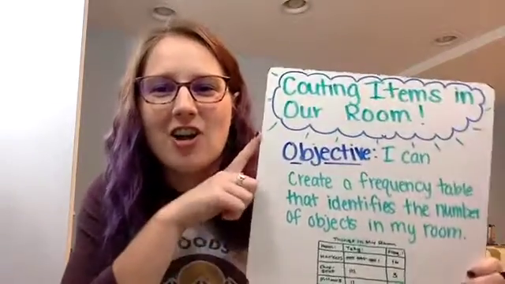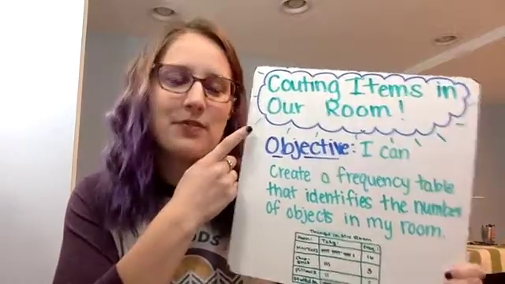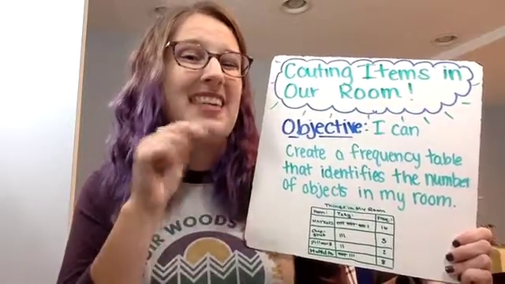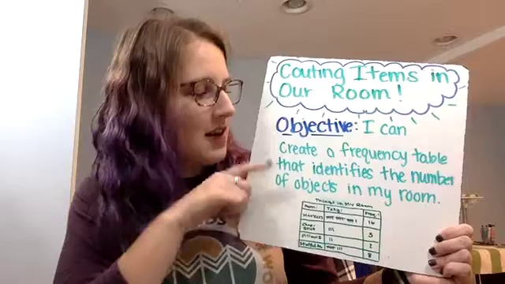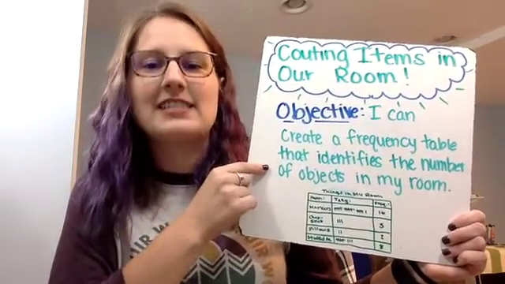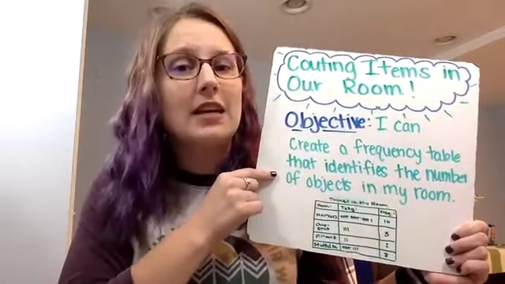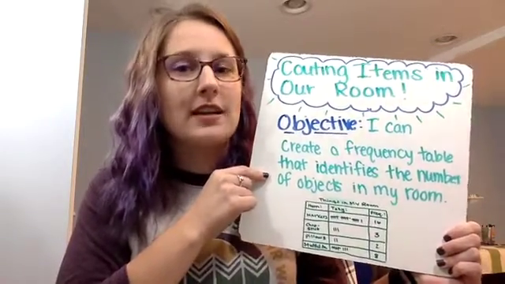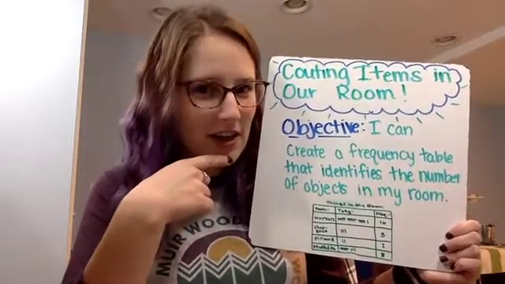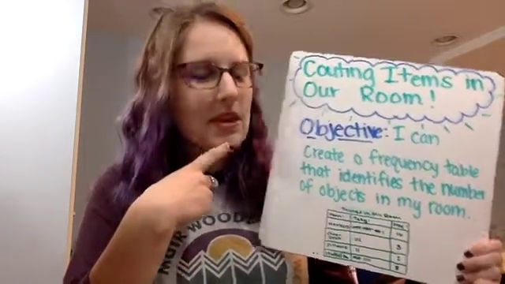Today's lesson is called Counting Items in Our Room. And our objective, remember, that is the thing that you are going to be able to do by the end of this lesson, is: I can create a frequency table that identifies the number of objects in my room. So again, your real room, not our dream room that we've been talking about so much lately.